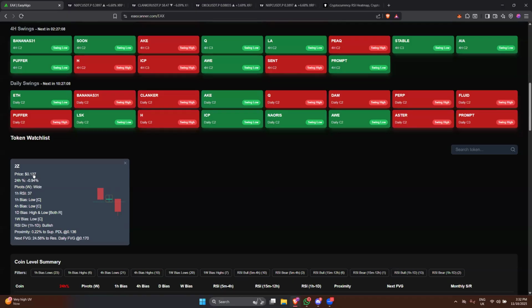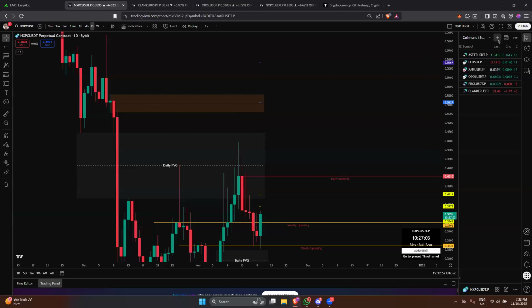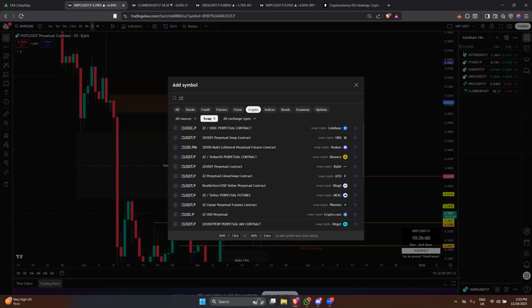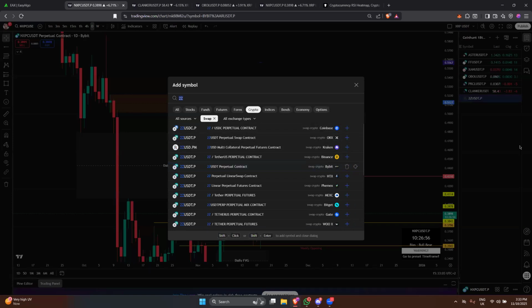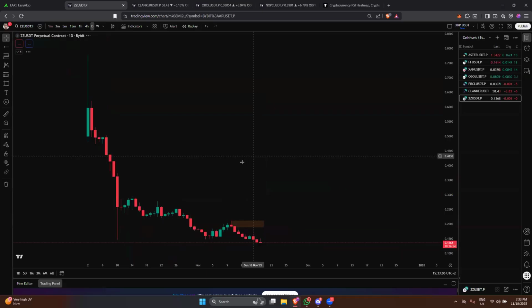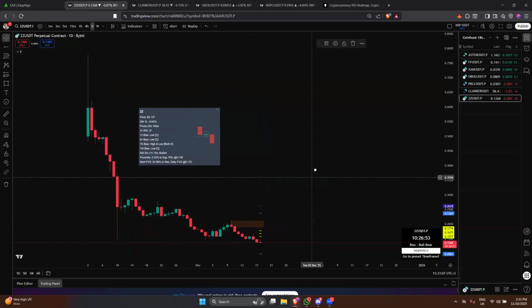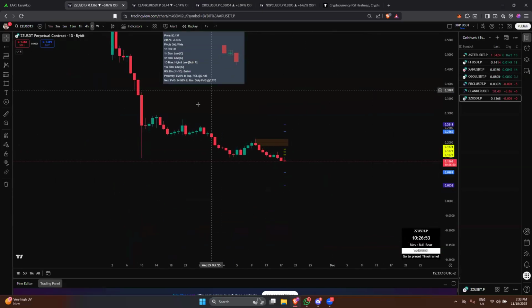Okay, bullish 37 RSI. Price hasn't moved quite a lot though, but I don't know whether that's just because it's been accumulated. Let's have a look. 2Z. Yeah, it's a bit of accumulation. That's why it hasn't picked up.